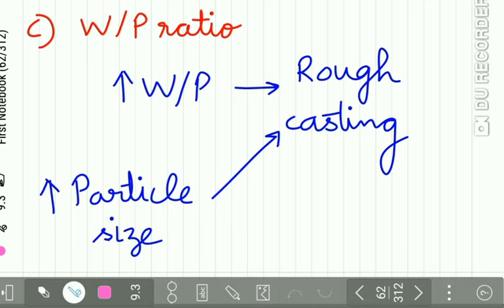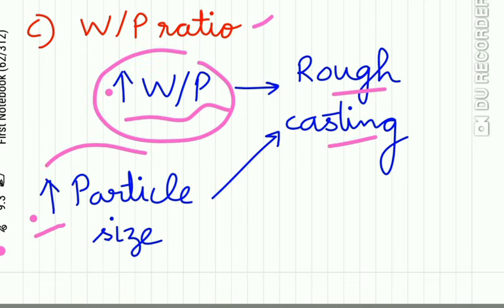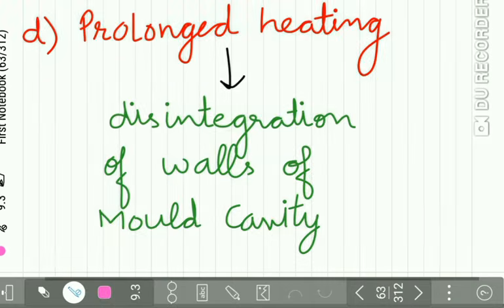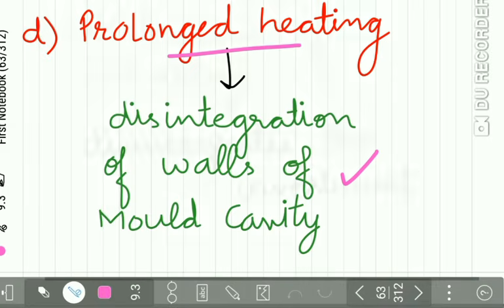The next cause of surface roughness is the increased water powder ratio used and increased particle size used. Both of these cause rough casting. So, proper water powder ratio and proper size of the particles is recommended. Prolonged heating of the casting ring causes disintegration of the walls of the mold cavity, and this disintegration of the walls causes the surface roughness on the casting.